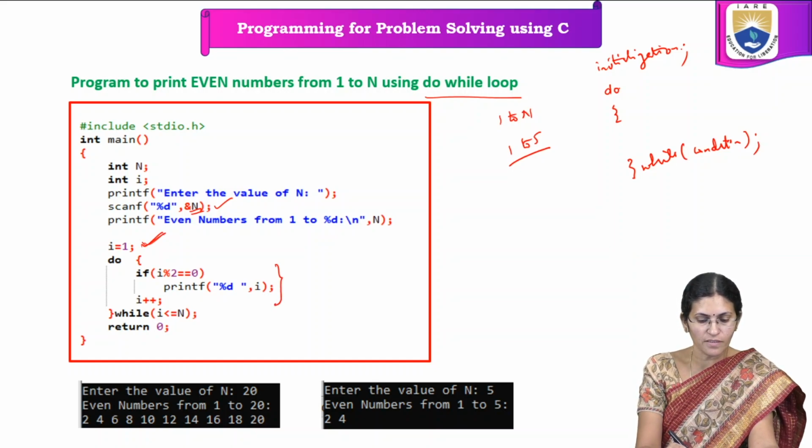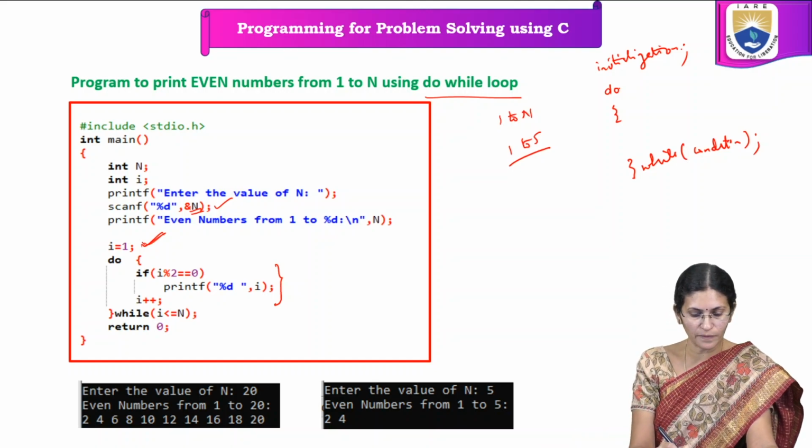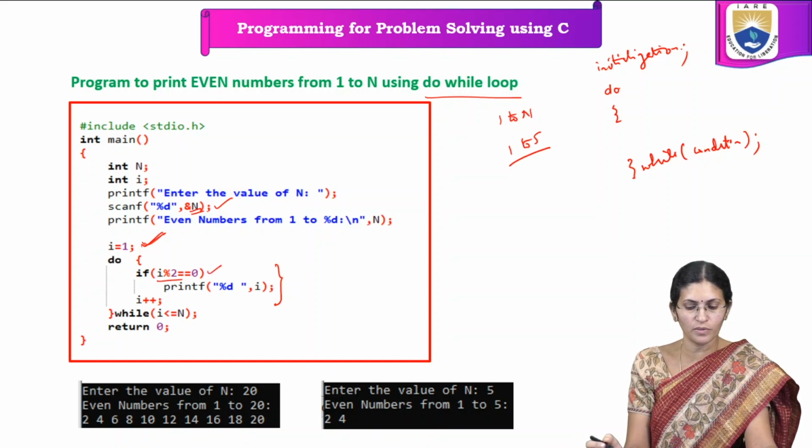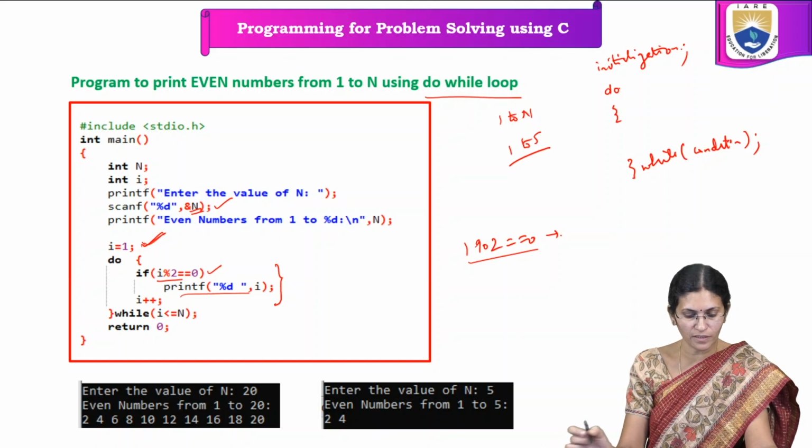This do while loop will be executed at least once. Therefore, it will check I mod 2 is equal to 0. First case is 1 mod 2 is equal to 0. This condition is false. Therefore this line is not evaluated. This printf statement will not be executed.